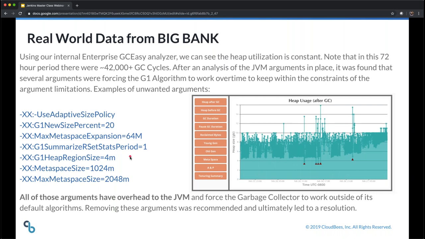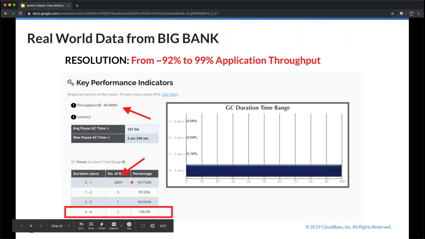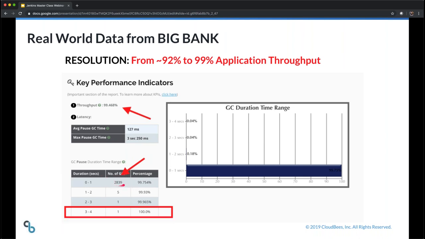So removing all these led to resolution, and we see that throughput went from 92% to 99.468%. That's huge. We saw the max pause garbage collection time go down to 3 seconds, and we only had one of those events. And remember those 42,000 garbage collection cycles we had over a 72-hour period? Now we only had 2,800. So removing these and allowing the JVM to do what it was intended to do, which is manage the memory, we removed this performance blocker.